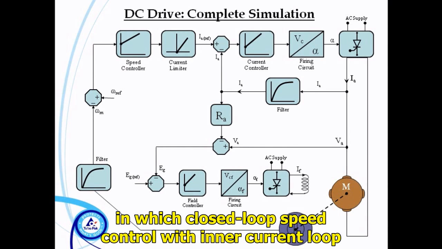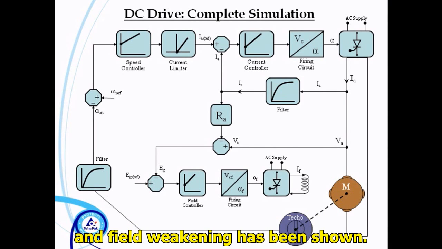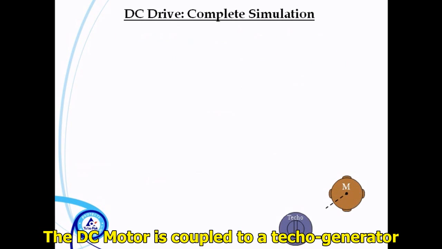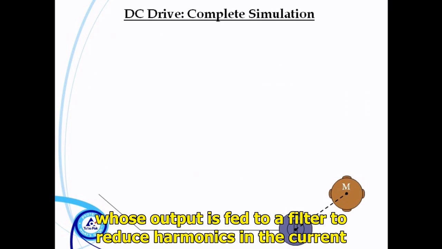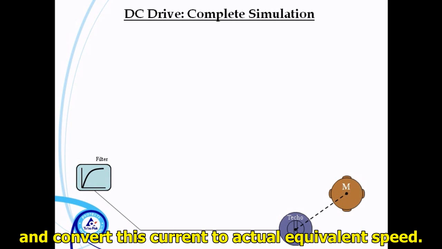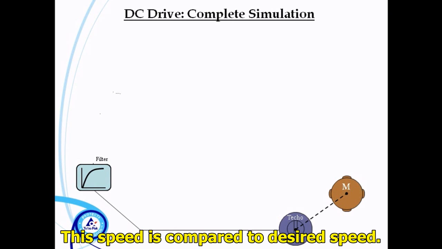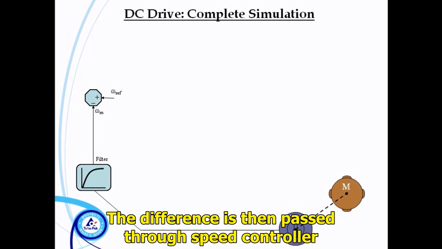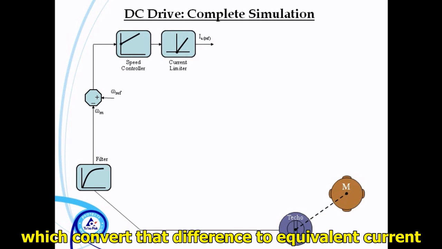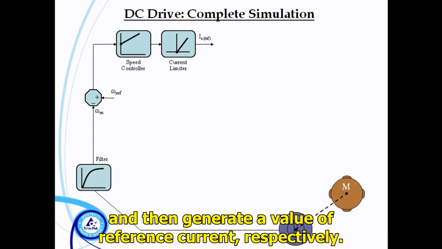This is the basic simulation of a DC drive in which closed-loop speed control with inner current loop and field weakening has been shown. Let us analyze this diagram. The DC motor is coupled to a tacho generator, whose output is fed to a filter to reduce harmonics in the current, and convert this current to actual equivalent speed. This speed is compared to desired speed. The difference is then passed through speed controller and current limiter, which convert that difference to equivalent current, and then generate a value of reference current, respectively.